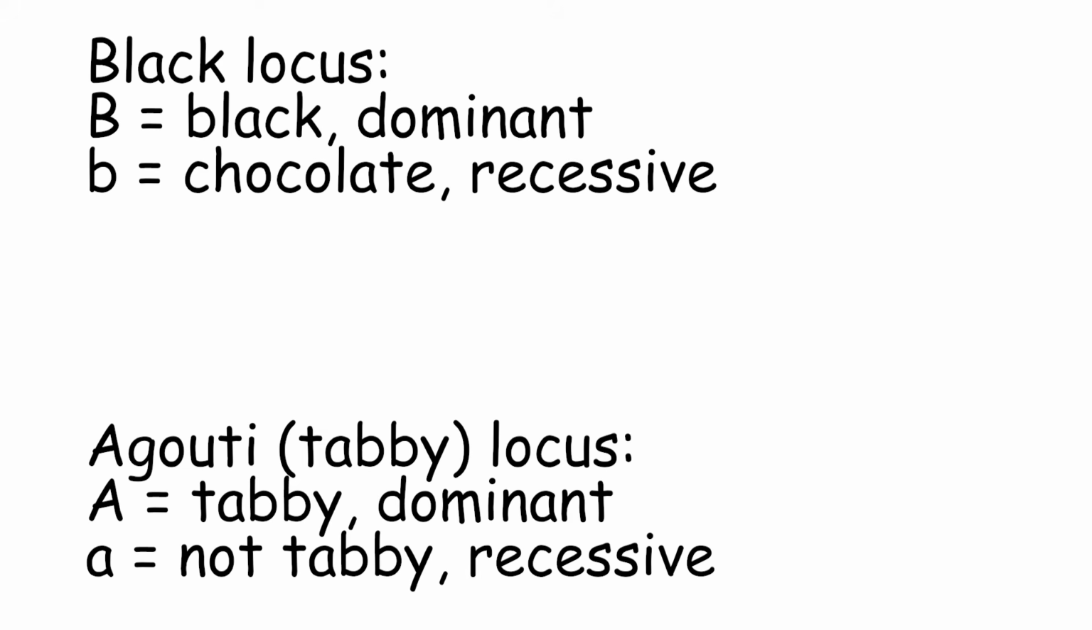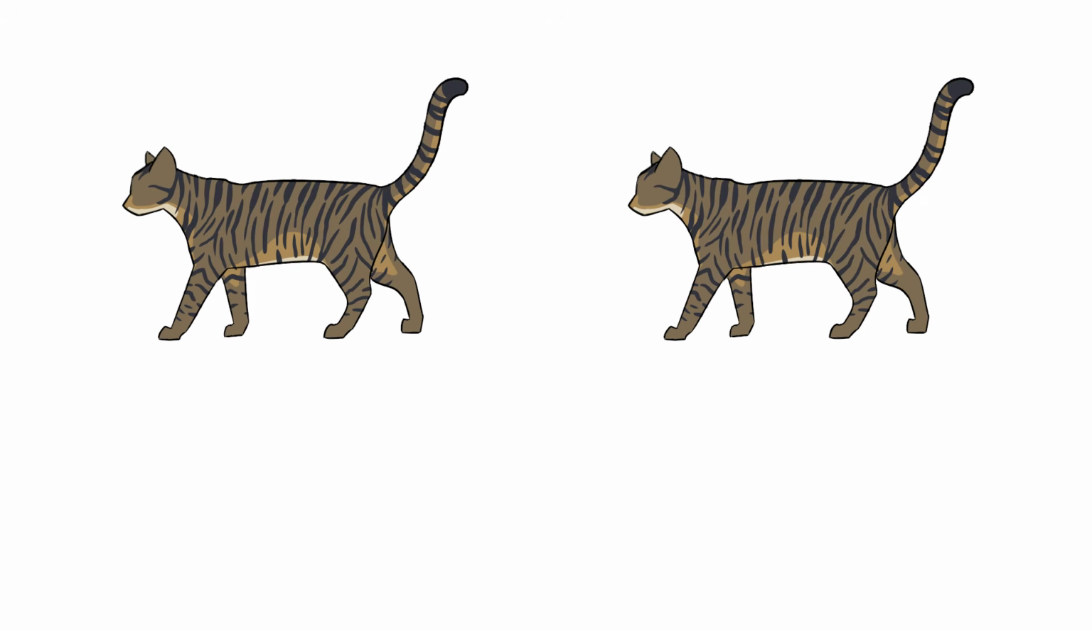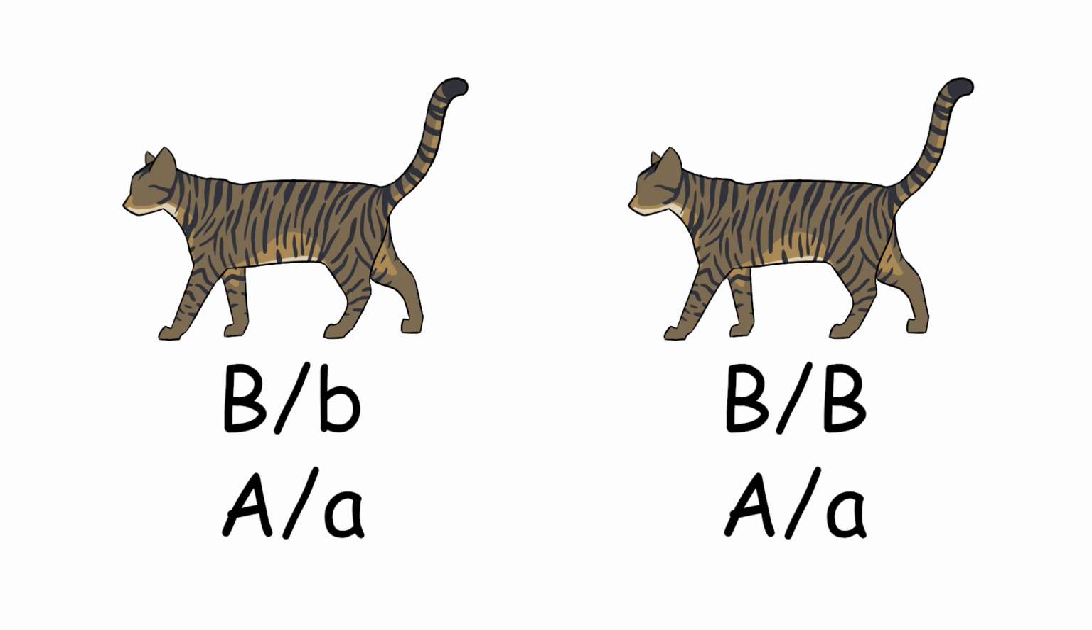Here the loci I'm using are the B locus, which we've gone over, and the agouti locus, which is the tabby gene. Capital A for tabby, little a for solid. Got it? Got it. Dad is a black tabby, aka a brown tabby. I'm just gonna call him a black tabby for this. Mom is also a black tabby. Dad is homozygous black, but he carries solid. Mom is heterozygous on both loci.